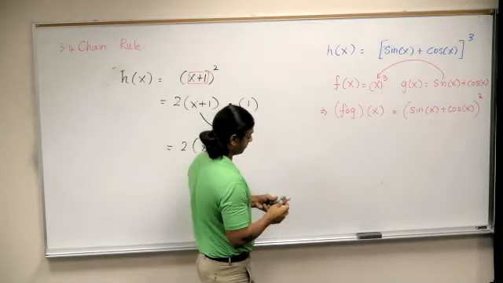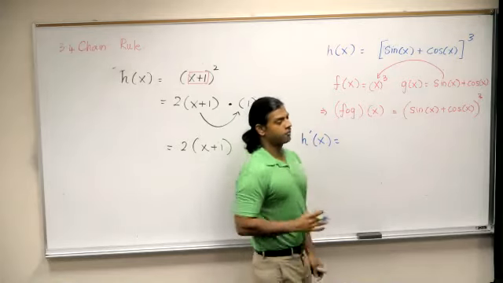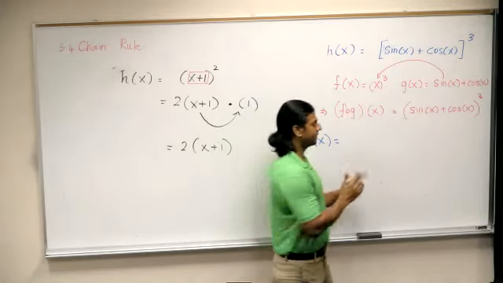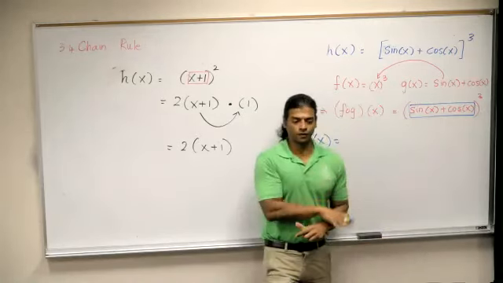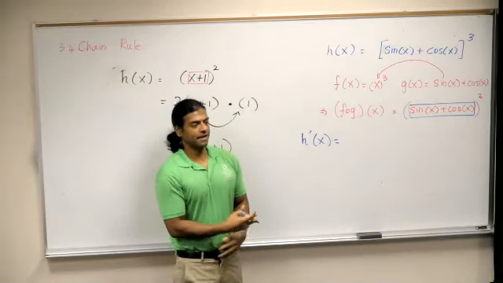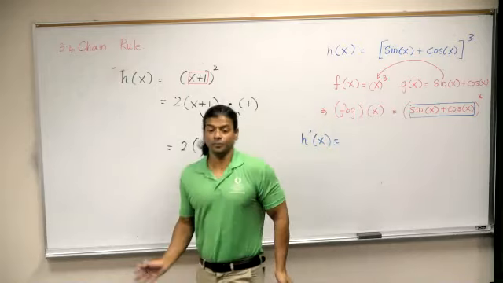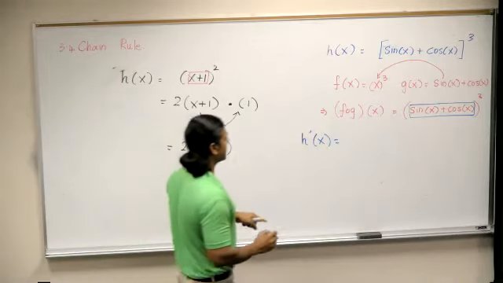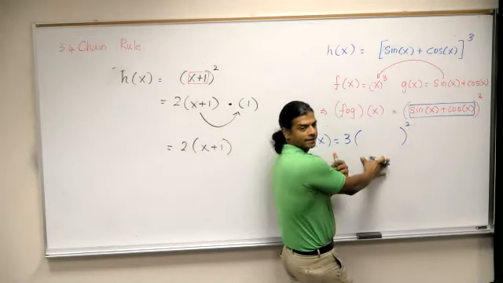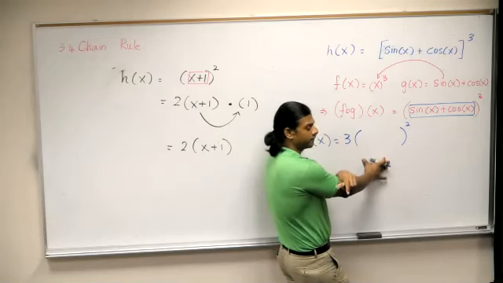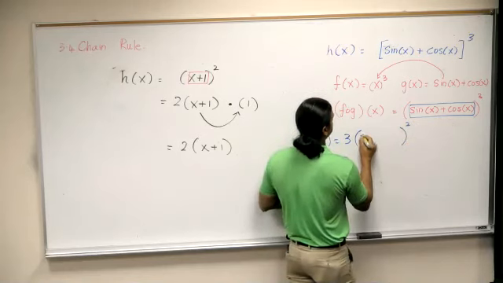What does chain rule say? For a moment, I am going to assume whatever that is inside the function that was used to compose as just x in my mind. So what is the derivative of x cubed? 3x squared. So 3 x squared, but in my mind, what was x? Sine x plus cosine x.